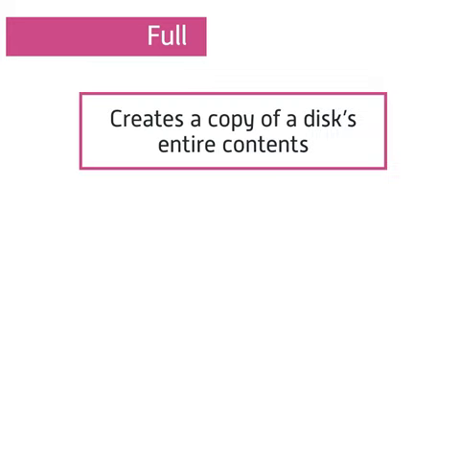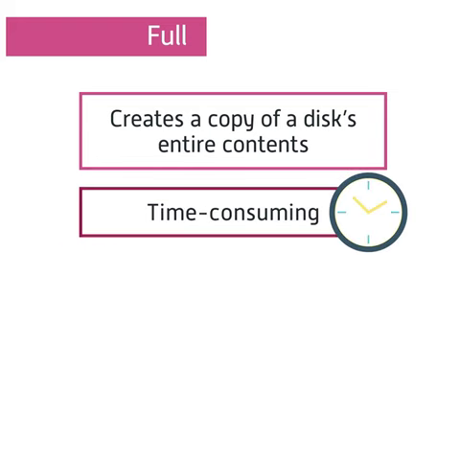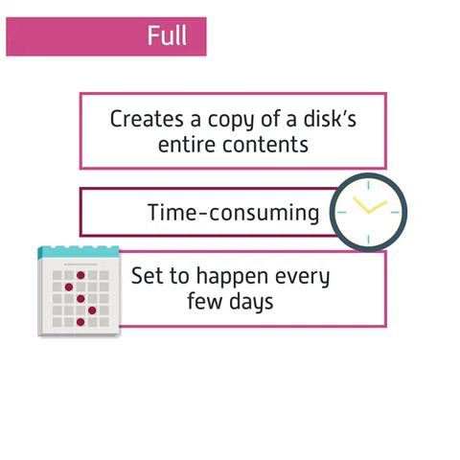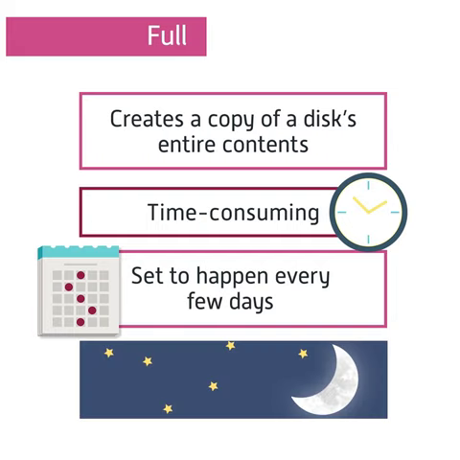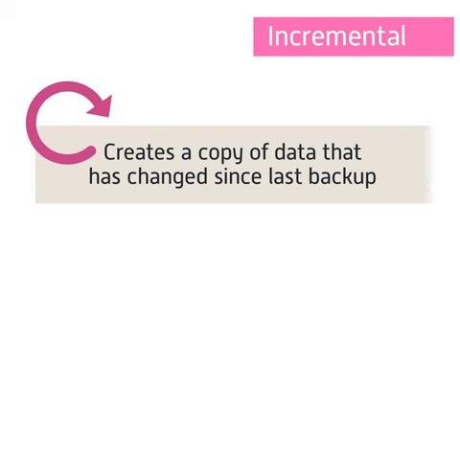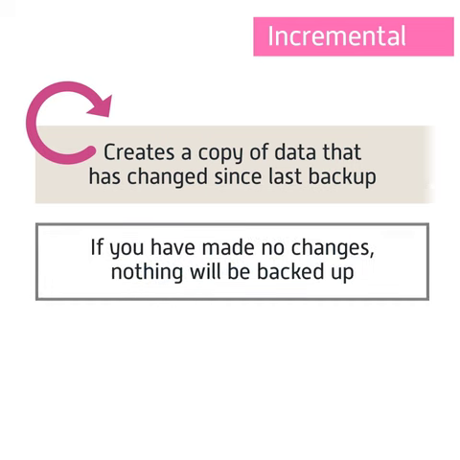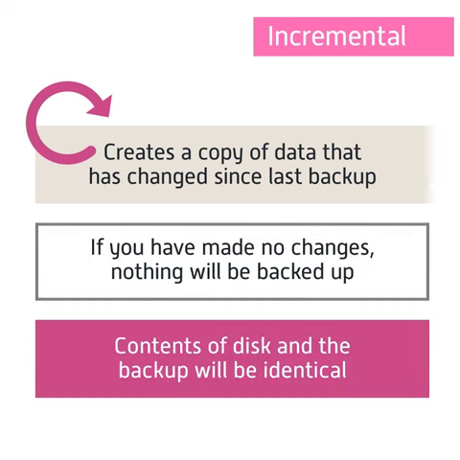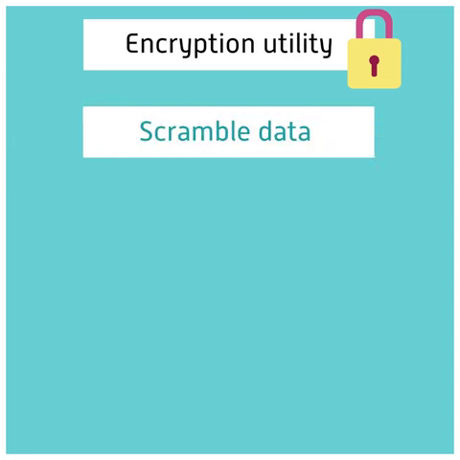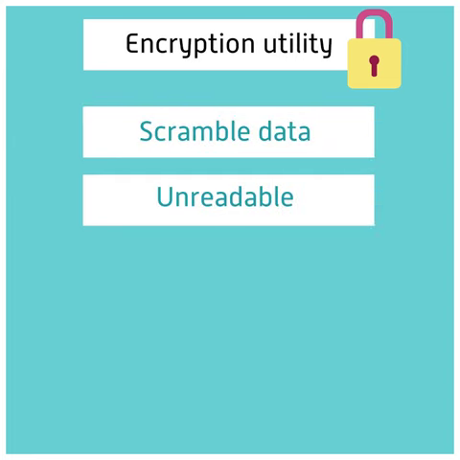A full backup, as the name suggests, creates a copy of a disk's entire contents. This is time-consuming, so it can be set to happen every few days, perhaps at night. An incremental backup creates a copy of only the data that has been changed since the last backup. If you have made no changes, nothing will be backed up, since the contents of your disk and the backup will still be identical.